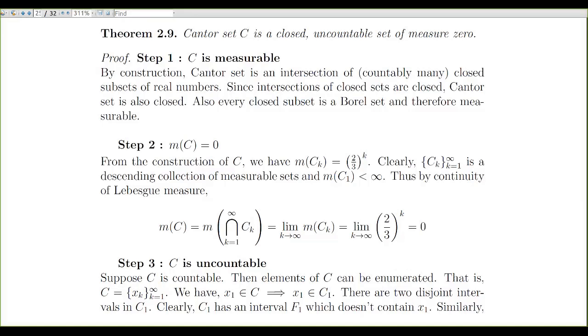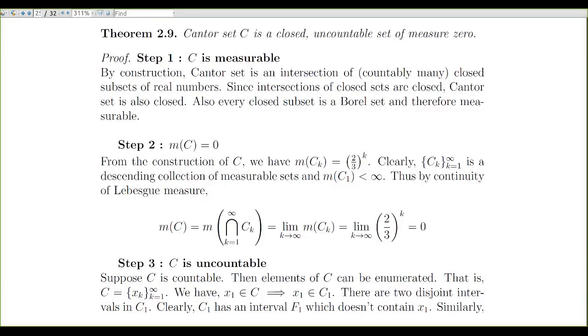Now we prove that the Cantor set is of measure 0. If we take the lengths of intervals in Ck, the sum of the lengths of intervals in Ck is nothing but (2/3)^k. We have seen this earlier. There are 2^k intervals, and each subinterval is of length 1/3^k, so the total length is (2/3)^k. All these intervals are disjoint, so we can add them up. And 2/3 is a value less than 1, therefore (2/3)^k decreases as k increases.